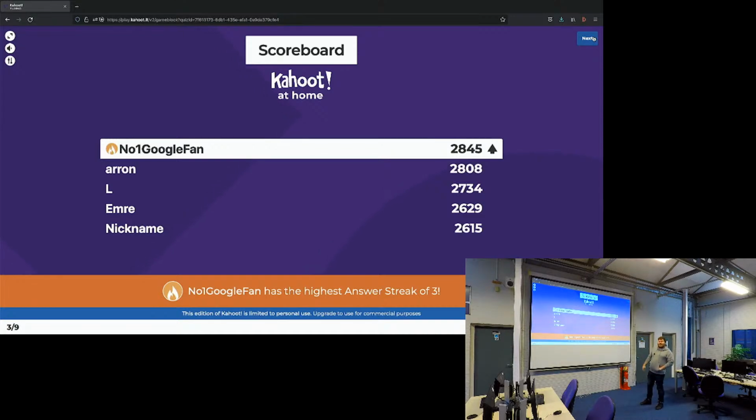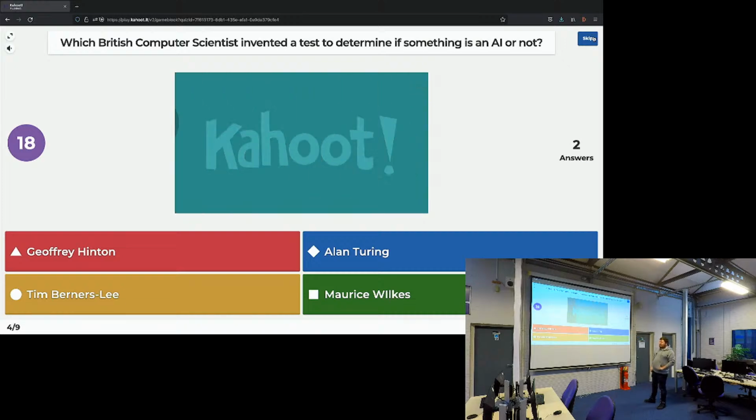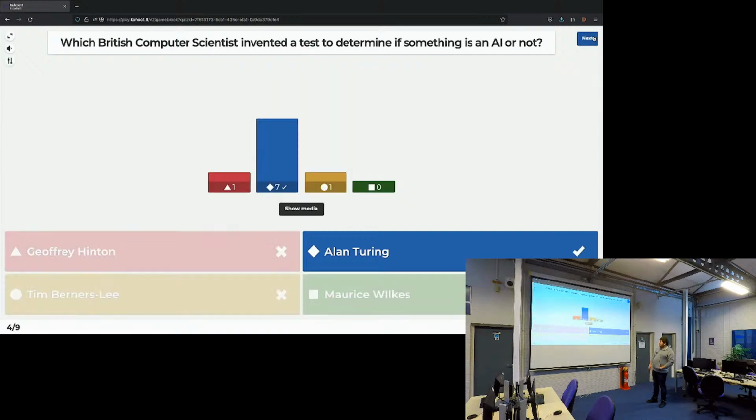So, which British computer scientist invented a test to determine if something is an AI or not? So there we go, the majority of you got it right. It is Alan Turing, it's the Turing test. We'll talk a bit more about Alan Turing later. Alan Turing was instrumental to the foundations of building up what we now know as today's AI. So next, please.